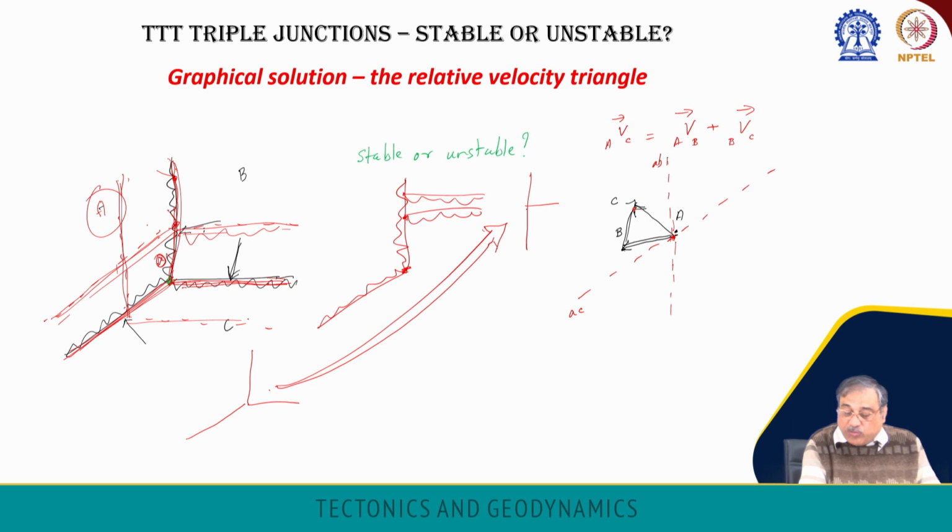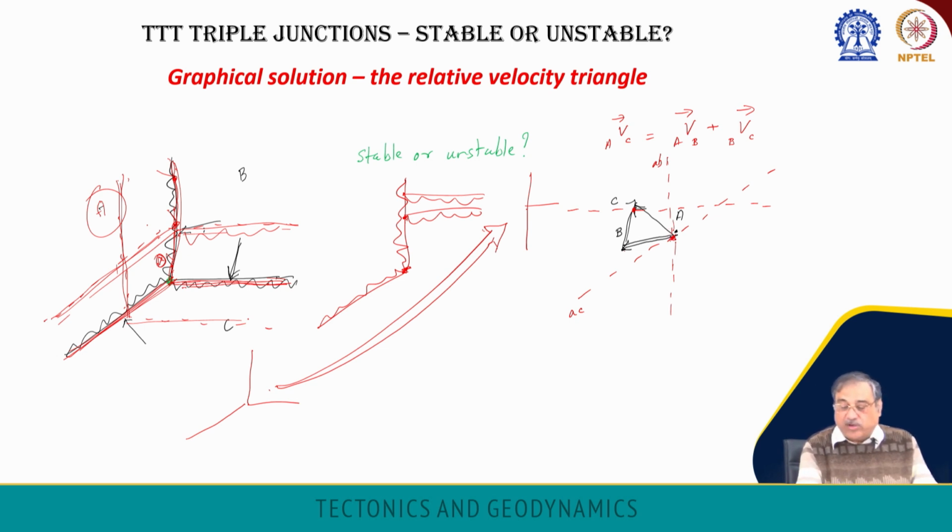And in that case, what we need to do is to draw a dashed line representing all possible velocities of the boundary between plates B and C such that its position does not change to an observer on either of the two plates involved.